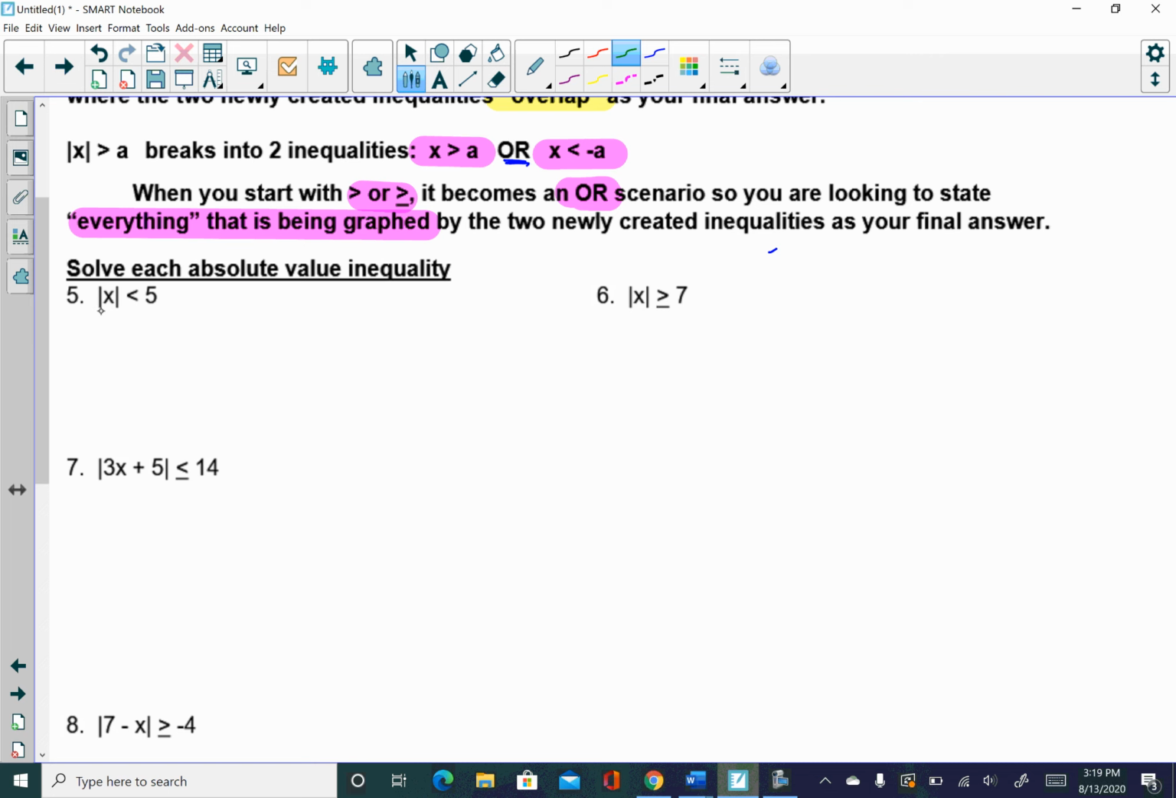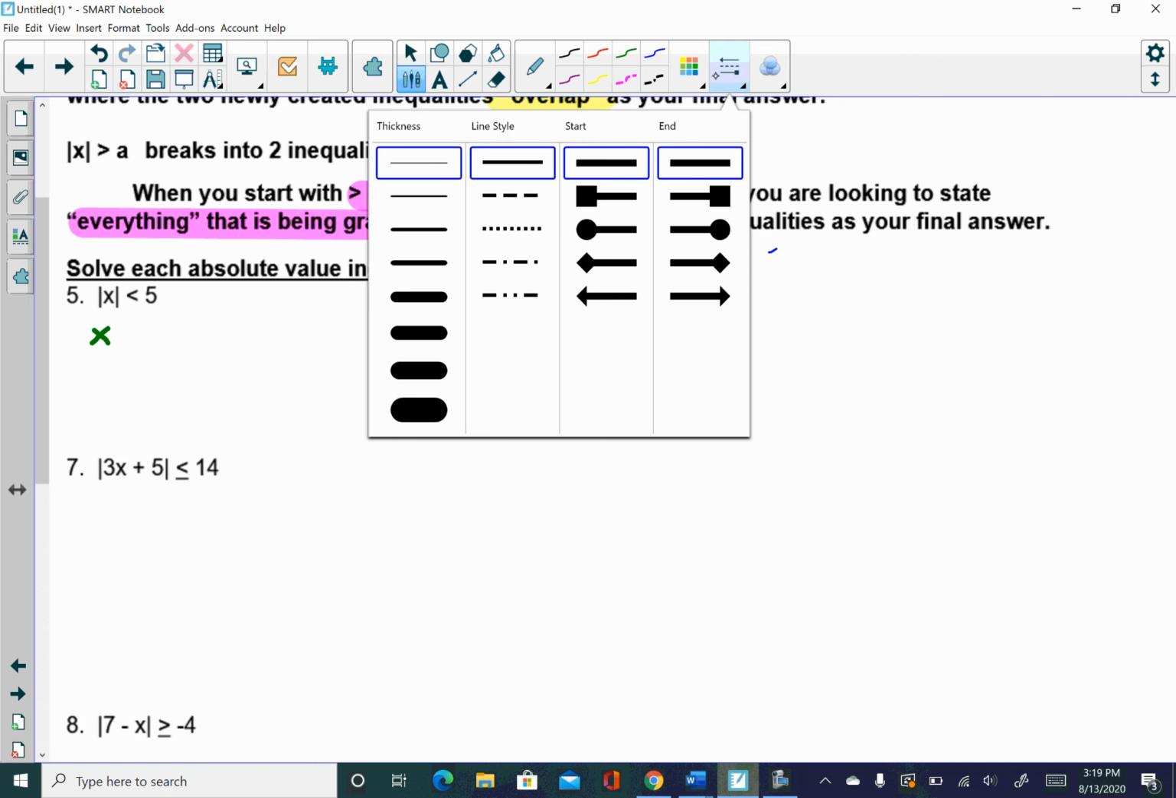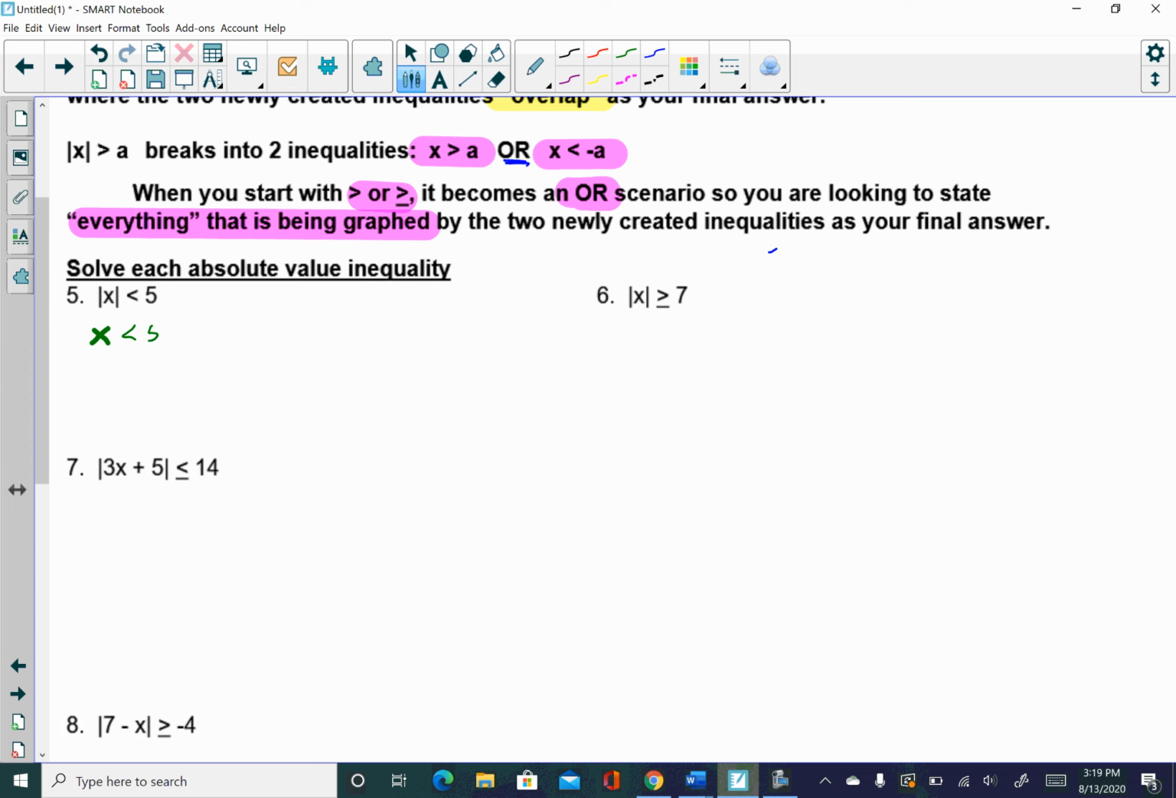Now the first one here, it's already got your absolute value bar less than 5. So I'm going to write my two inequalities. So x is, remember the first inequality is exactly what you see there. So x is less than 5, and then the other inequality, change the inequality sign, change the sign of the number. So the first inequality is exactly what you see there, just drop the absolute value bars. Second inequality, change the inequality sign and the sign of the number.